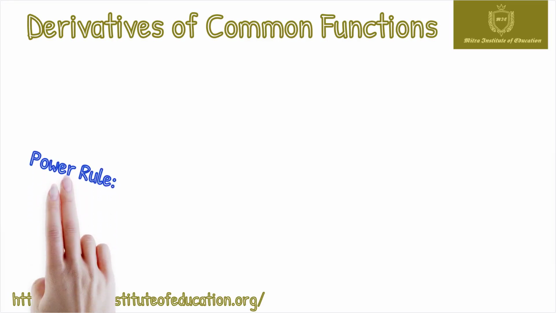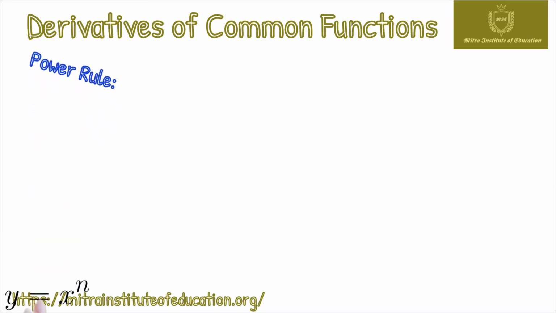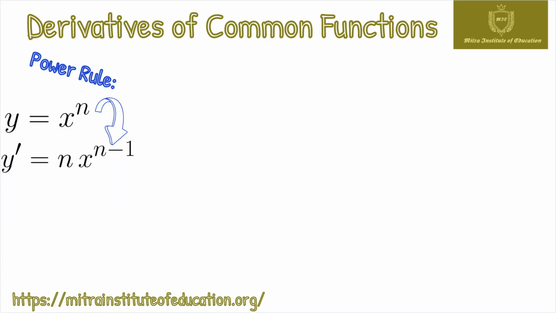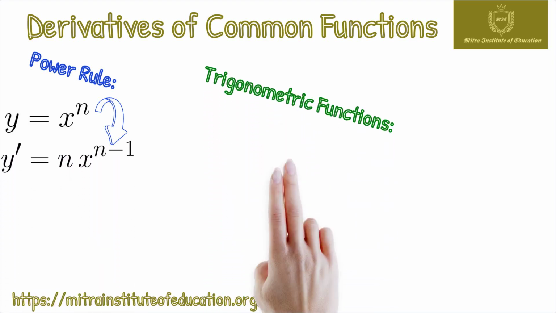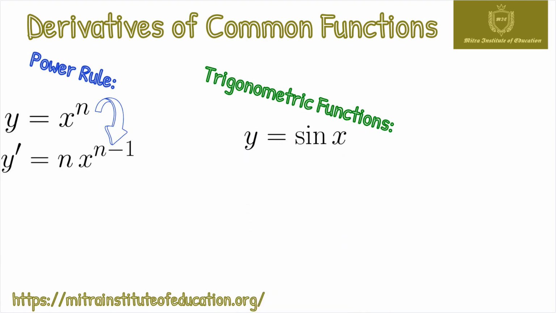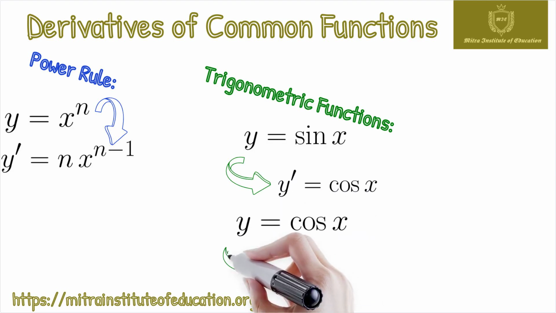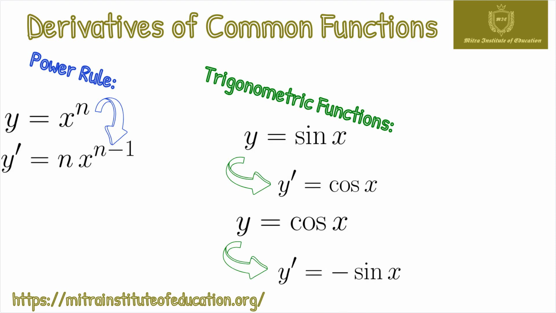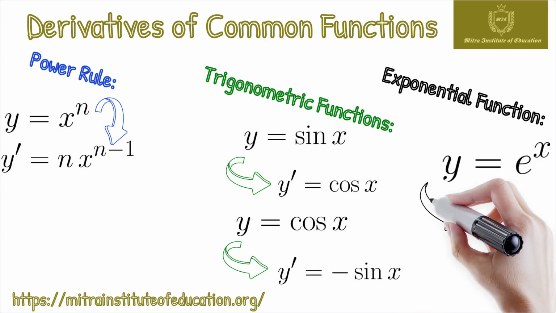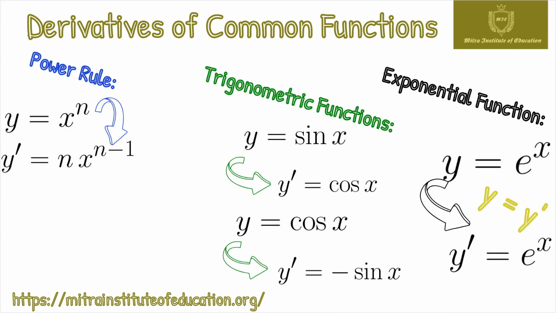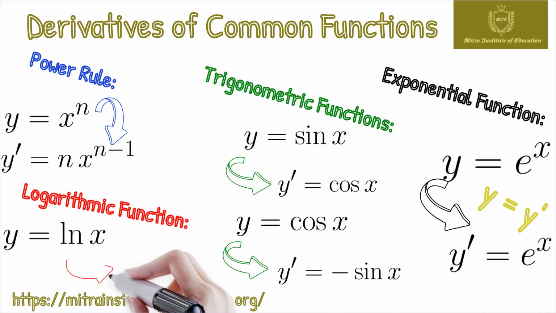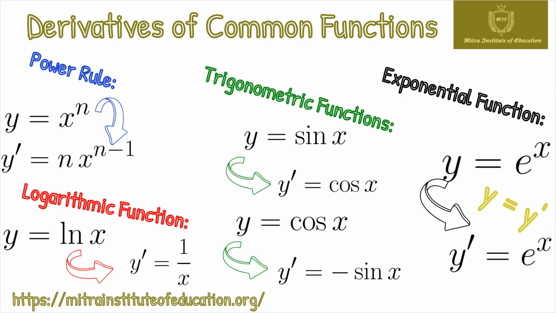Let us start with the derivatives of some common functions. Power rule. If y equals x to the power of n, then y prime equals n times x to the power of n minus 1. Trigonometric functions. If y equals sine of x, then y prime equals cosine of x. If y equals cosine of x, then y prime equals negative sine of x. Exponential function. If y equals e to the power of x, then y prime equals e to the power of x. Logarithmic function. If y equals the natural logarithm of x, then y prime equals 1 divided by x.